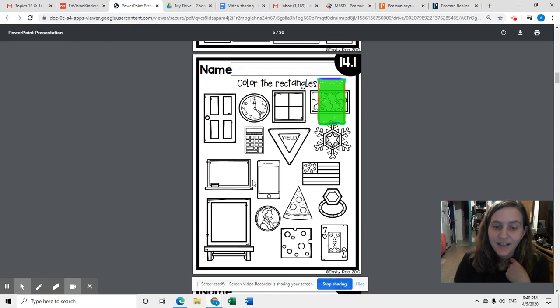Now these are real objects. So you have to look at these real objects that you might even have around your house. Like I had an easel around my house and found a rectangle. And my phone I said was a rectangle. So find real objects that are also shaped like rectangles: 4 sides, 4 corners, 2 opposite sides are the same, and the other 2 opposite sides are the same.